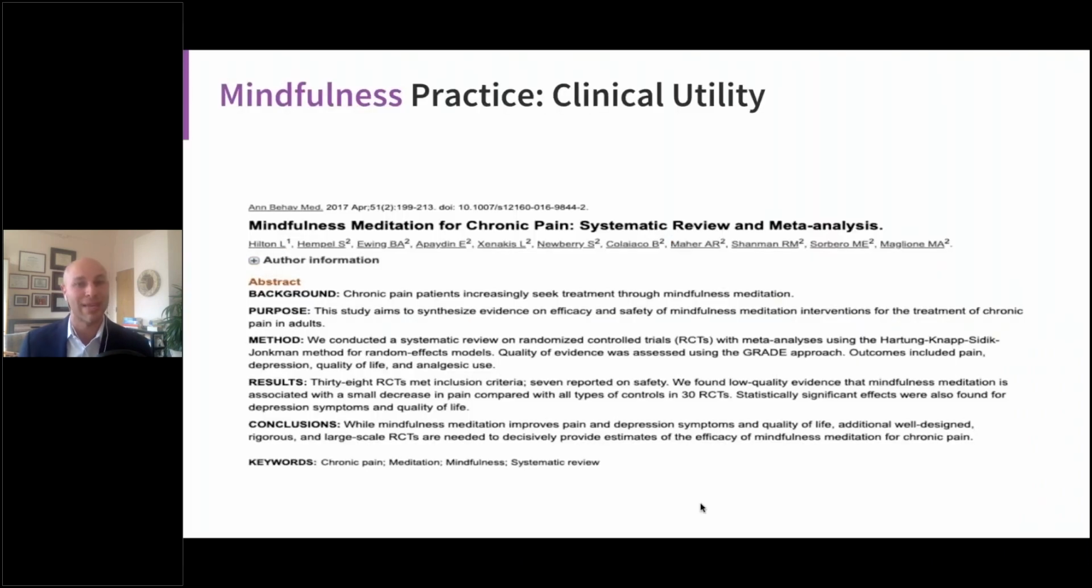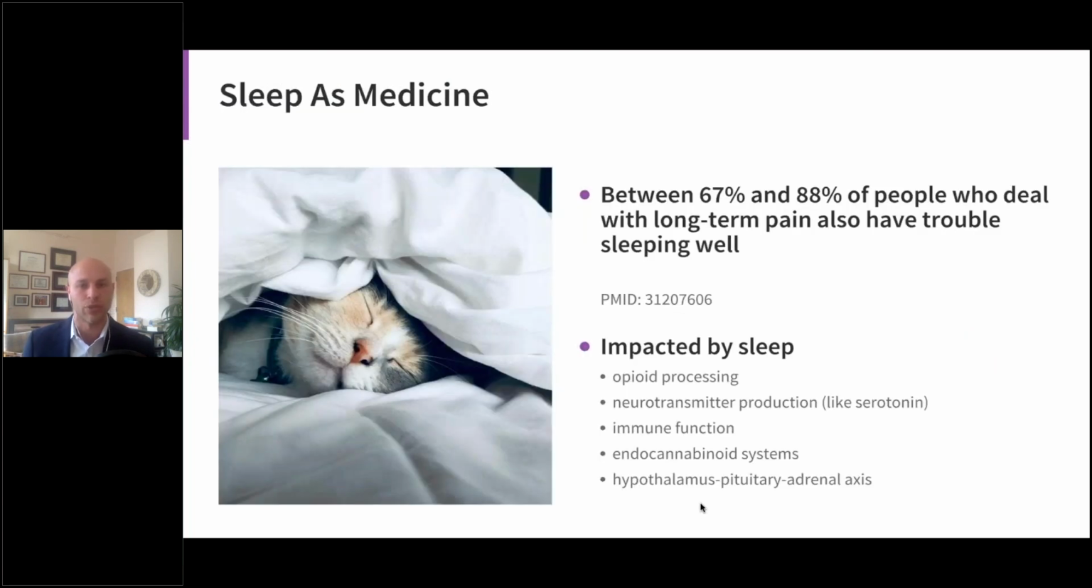Similarly, mindfulness meditation has been shown to be effective. And so if you've got a mindfulness practice that you teach your patients, it's an evidence-based approach. I encourage you to keep doing it. We're not going to talk about the rest of this, but again, ask for the slides in our remaining minute.